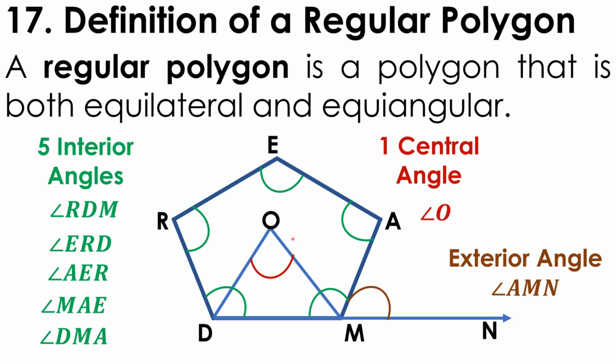Regular polygon DREAM also has 5 exterior angles. These angles are obtained when one of the intersecting sides is extended, such as angle AMN. The outside angle along with the vertex is an exterior angle. This one, the one in brown, is what we call the exterior angle.